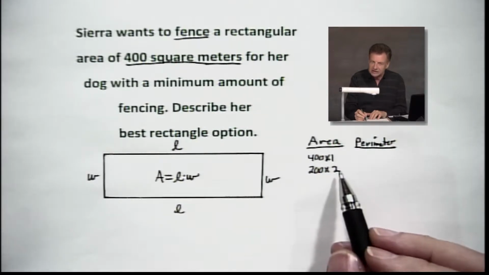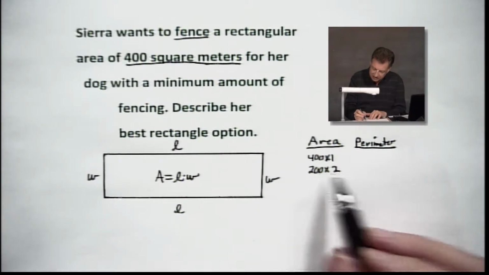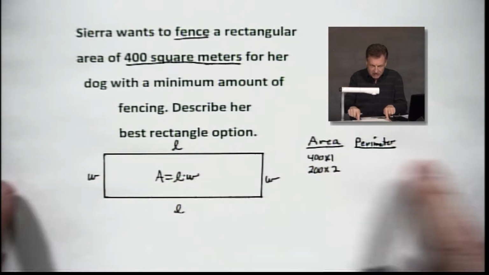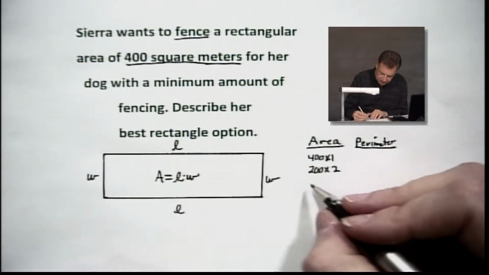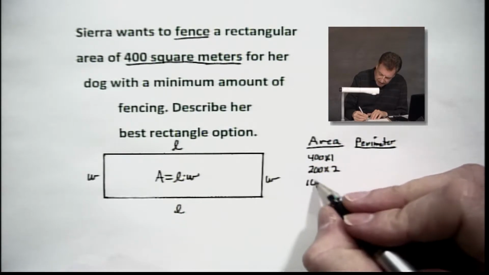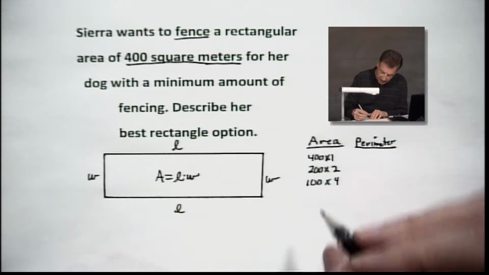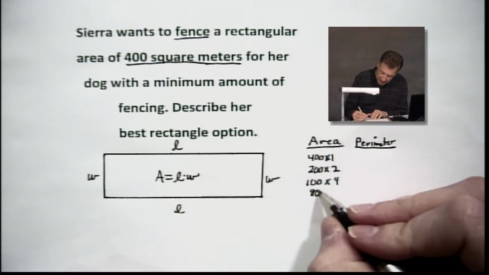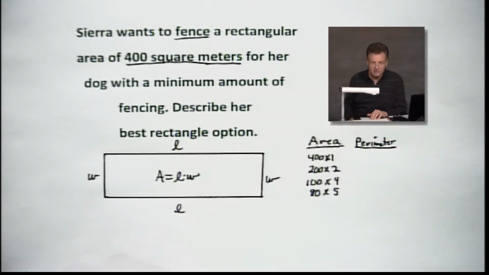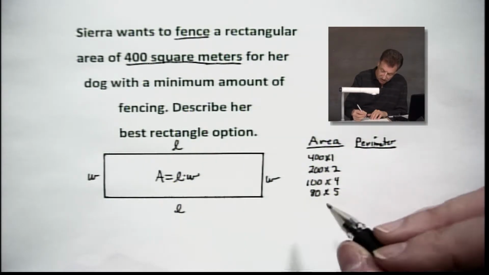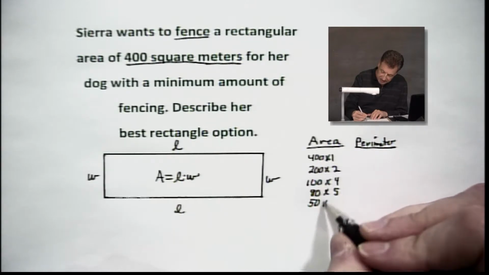200 times 2, that's 400, right? My goodness, that is very, very narrow. That's not fun for a dog. I don't think 100 times 4 either, but that'll get us 400. Let's keep working at this. 80 times 5. 5 is divisible into 400, it goes 80 times. By the way, 3 didn't make it, right? And 6, 7, how about it? 8 will go in there. How about 50 times 8?